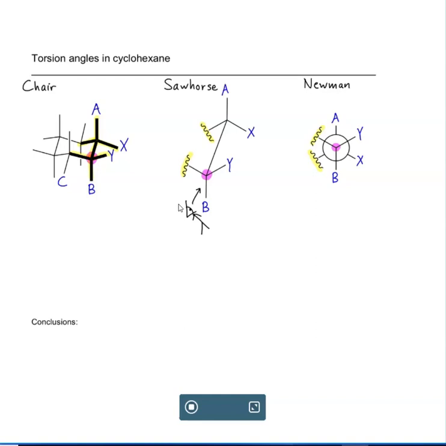Let's start by looking at A and Y. First of all, I'd like you to look at the bond to A and the bond to Y. What kinds of bonds are those? Are they axial or equatorial? Okay, so let's label these in the chair. The bond to A is axial. The bond to X is equatorial. The bond to B is axial. The bond to Y is equatorial. And so for the AY bond, we have an axial bond and an equatorial bond on adjacent carbons. The relationship of A to Y is a 60-degree angle, and so they are gauche.